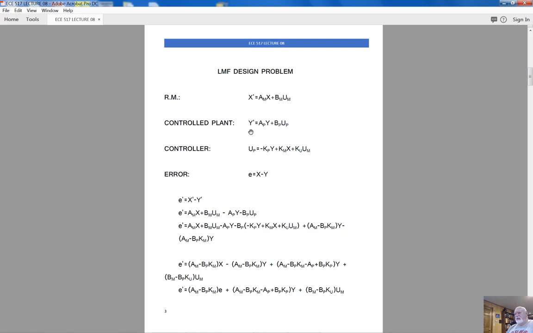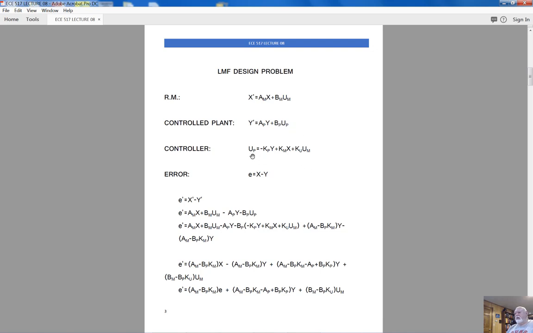The next is the controlled plant. It has state vector Y. AP is the fundamental matrix of the controlled plant. BP is the matrix of the control plant through which control efforts affect individual state variables. UP is the control effort, or input signal, of the control plant.